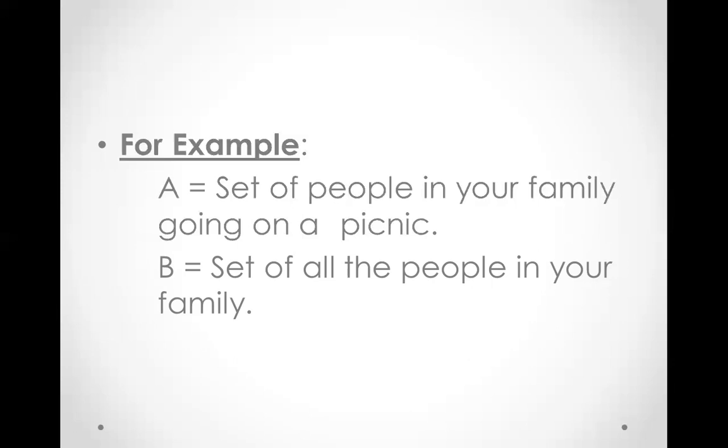Like if you are four brothers and sisters and two parents, and only your one brother and your mother and father are going on the picnic, then that will be set A, and B will consider all the family members. So A is a proper subset of B, because in set B you also have other family members who are not going on a picnic.